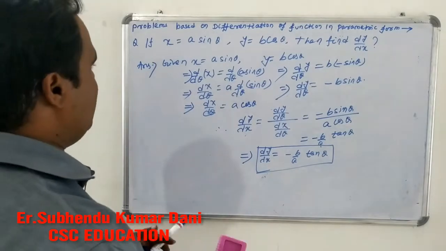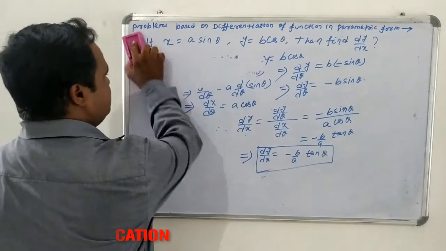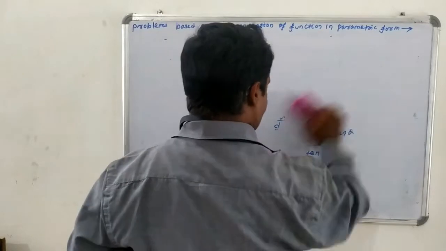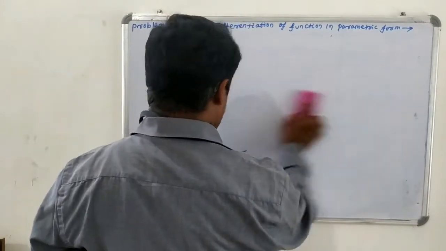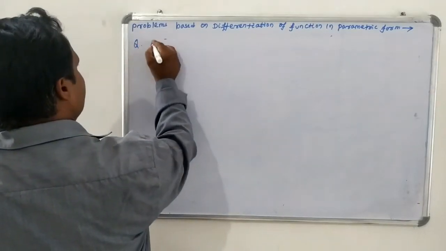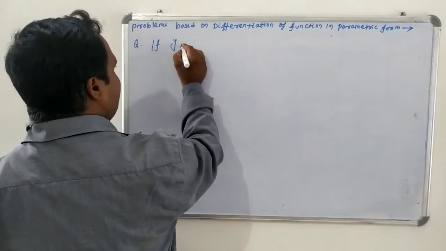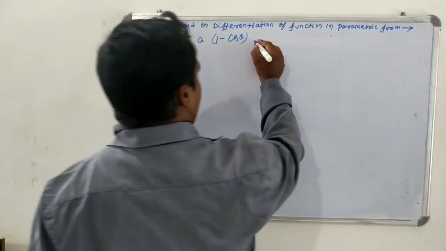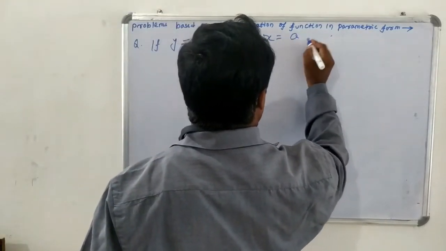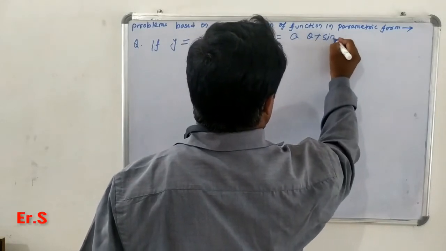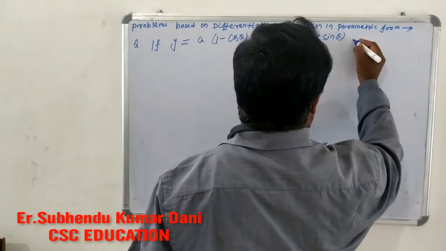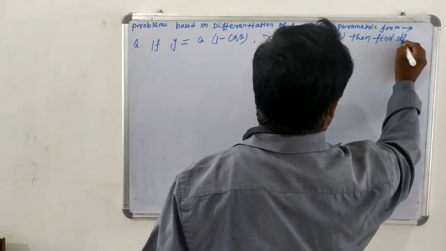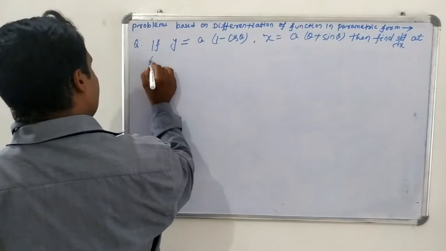Alright. Now I will try another question. First of all, your question is: if y equals a(1 minus cos theta) and x equals a(theta plus sin theta), then find dy by dx at theta equals pi by 2.